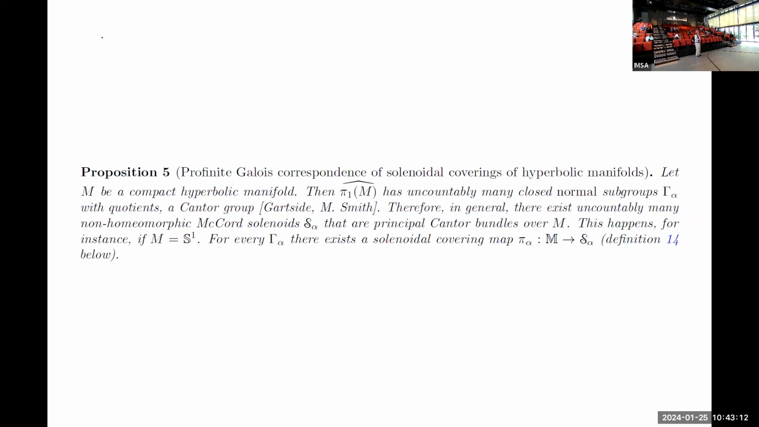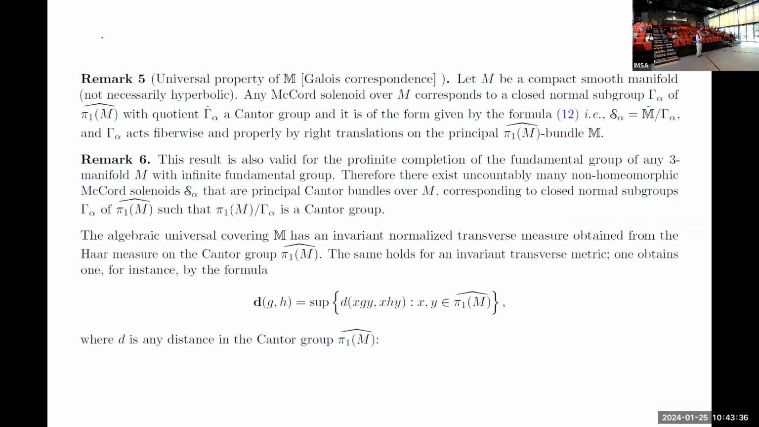So you take a compact manifold, then its profinite completion has uncountably many cross-over groups with coordinates that are Cantor groups. Therefore, in general, there are uncountably many non-homeomorphic ones. In the end, you have a covering for another manifold. And this is the Galois correspondence. So what you want is a correspondence between solenoidal coordinates and solenoid coverings. It's the same theorization.